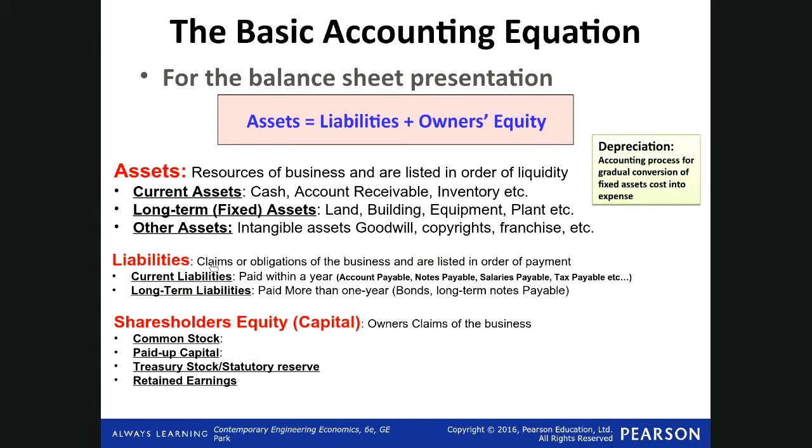And these liabilities are listed in the order of payment. Those you are going to pay within a year, we call current liabilities. These include accounts payable, notes payable, salaries payable, taxes payable. Payable means it is due but you did not pay it. Accounts payable means you purchase something from your supplier, an equipment or material, but you did not pay. You said you would pay after 1 month, 3 months, or 6 months. This is accounts payable, just a name.